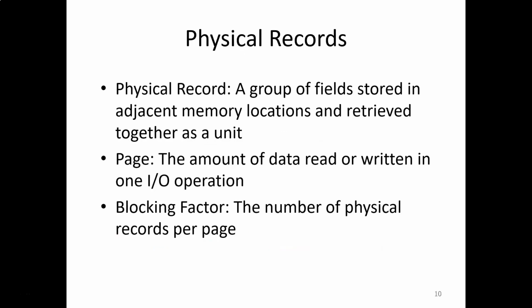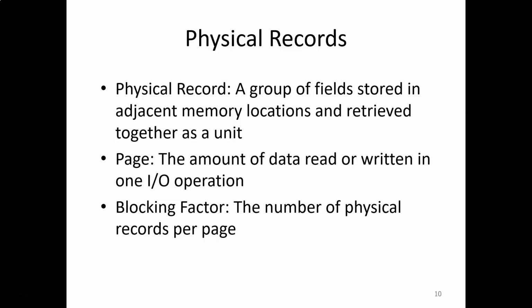After finishing optimizing your field, you move on to optimize your record. Okay. Here we are talking about physical records, and they are different from logical records. Logical records are the fields in the logical database design. Physical records are referring to a group of fields stored in adjacent memory locations and retrieved together as a unit. What it means is, on the hard drive, these fields are put next to each other. And when the computer reads the data, it will read them as a group. That's called the physical records.